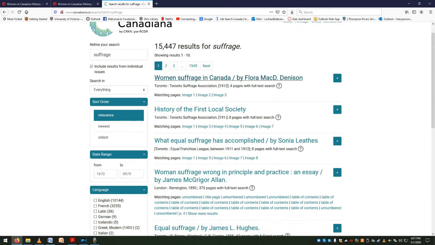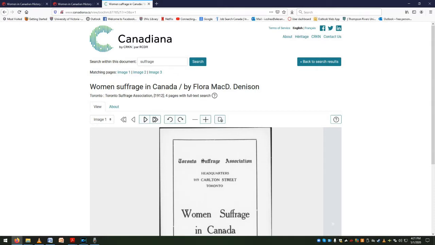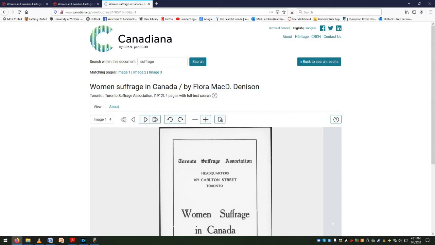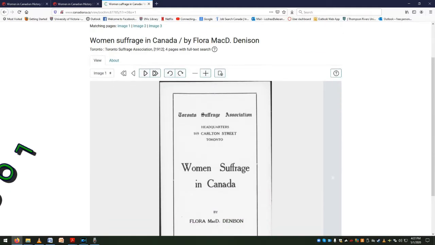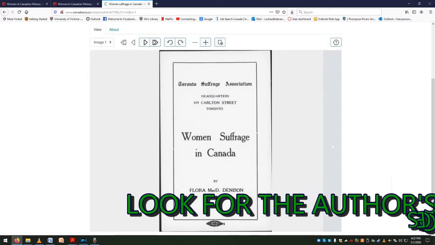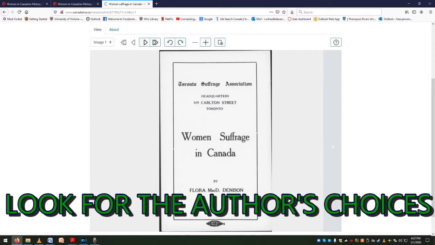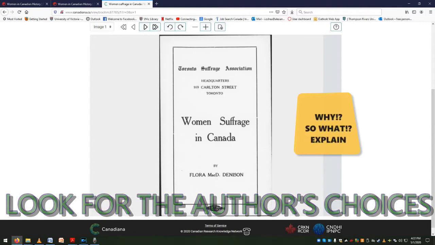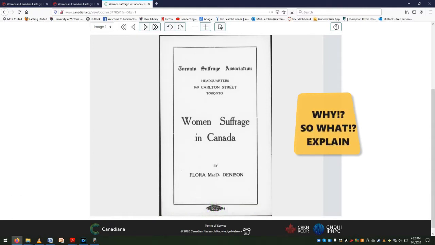But if we just take this one for a second, our first result here would be a great choice for a short analysis. In telling the story of the suffrage movement, McDennison is choosing specific examples and specific arguments in order to convince her reader that the suffragettes were reasonable and that the votes for women were just. Think about how she tries to be convincing, why she chooses specific examples and arguments, and how the opinions expressed in the document represent larger debates and problems in Canadian history.